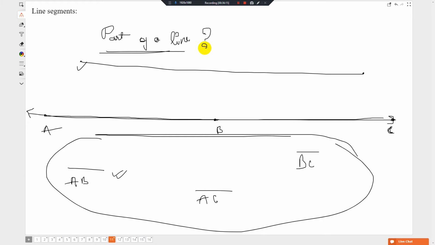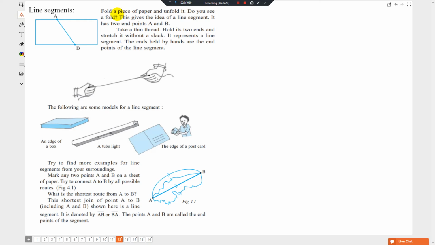So this part is known as a line segment. Instead of drawing separately, we split it in the same line only. Fold a piece of paper and unfold it. Do you see a fold? This gives the idea of a line segment. It has two endpoints, A and B.